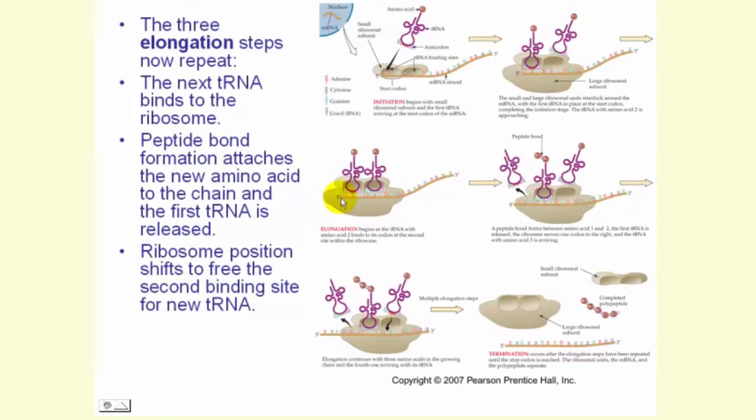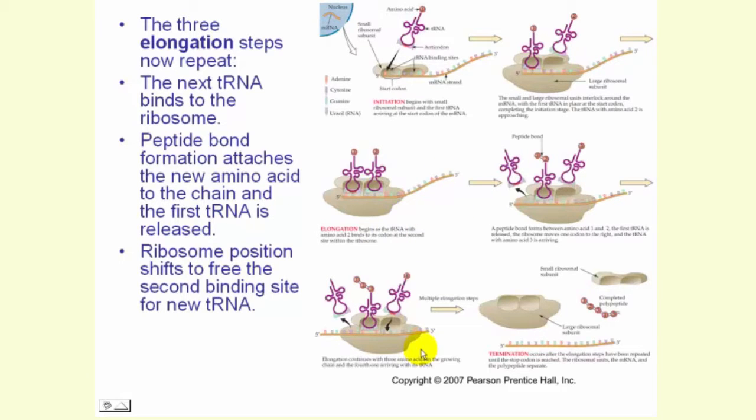So these 3 elongation steps will now repeat. Okay, so the next transfer RNA, or the appropriate one anyway, will bind to the ribosome. A peptide bond will form. It attaches the newly arrived amino acid to the growing protein chain, and then translocation takes place in order to free up a second site for the next transfer RNA.